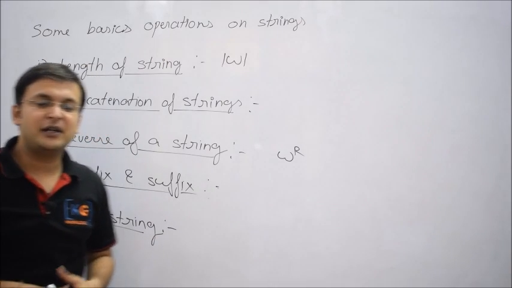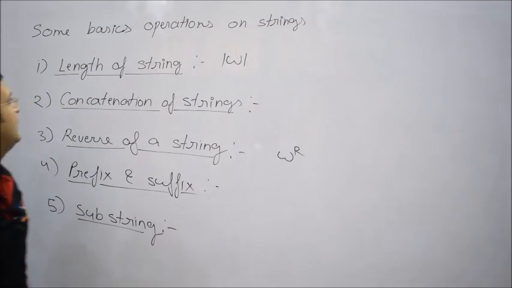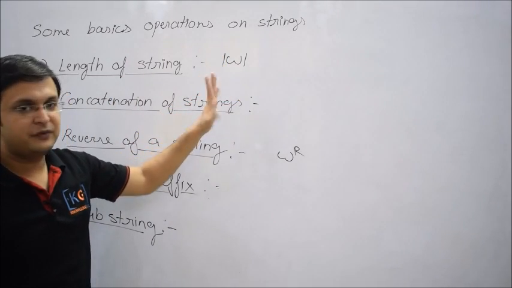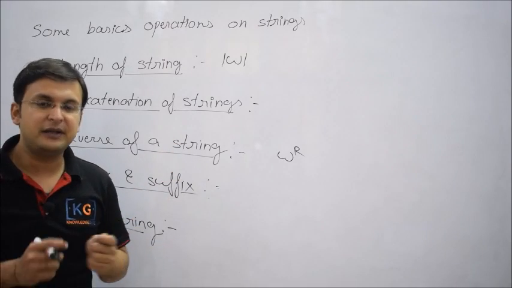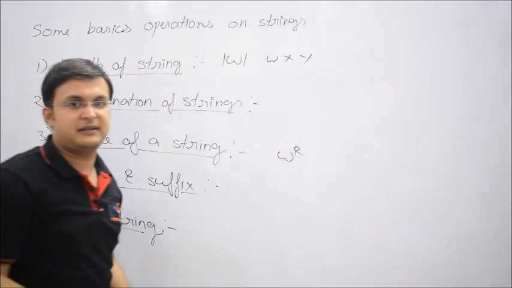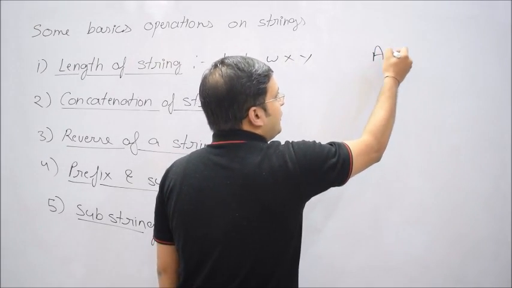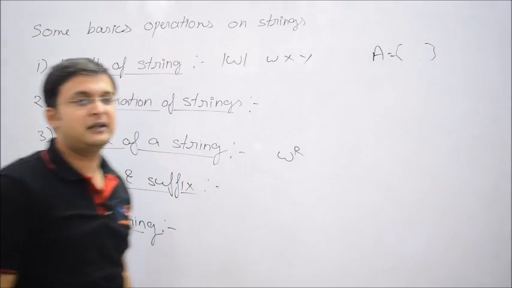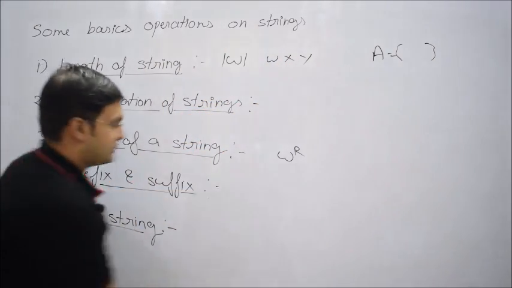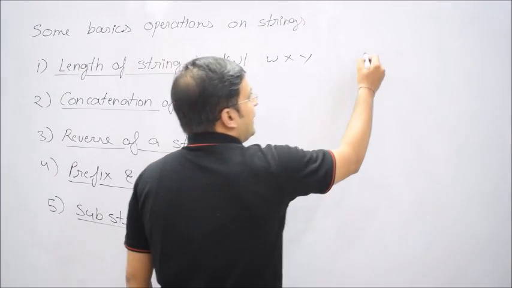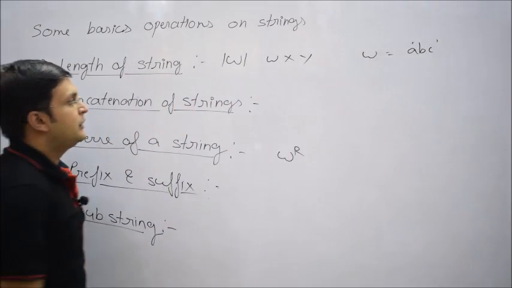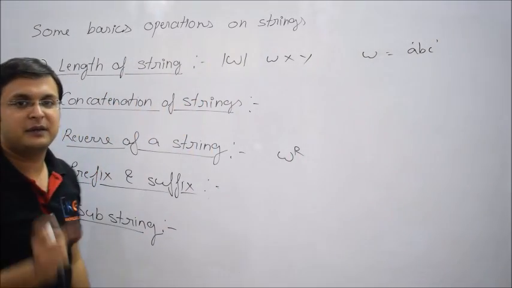Okay friends, now let's try to understand some of the basic operations on strings. The first operation is the length of a string. It is denoted by mod w. First of all, understand that strings are generally denoted by lowercase w, x, y, something like this, just as in general sets we use uppercase like capital A, capital B. Similarly, small w, x, y, z are usually used to denote strings. For example, let me say there's a string ABC which is denoted by w. Now mod w is nothing but the length of the string.